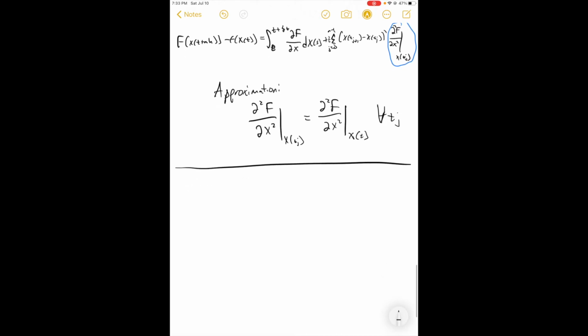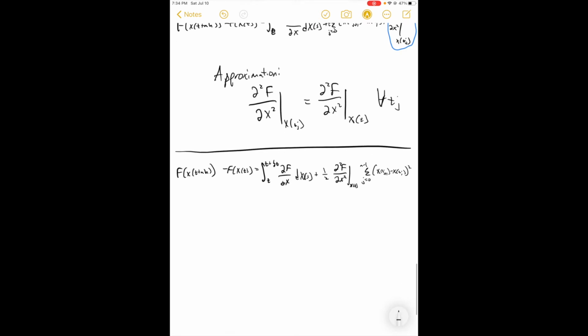So we can rewrite that now. F of x of t plus nh minus f of x of t is the integral from t to t plus delta t of the derivative of f with respect to x dx, plus 1/2. We can factor out that second derivative now that they're all the same. Second derivative of f with respect to x, evaluated at x of t, times the sum from j equals 0 to n minus 1 of x of t sub j plus 1 minus x of t sub j, squared.